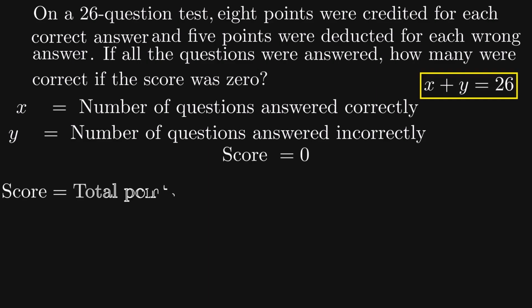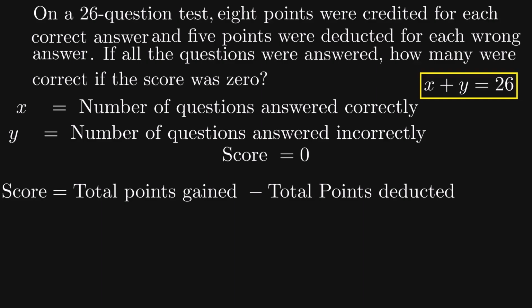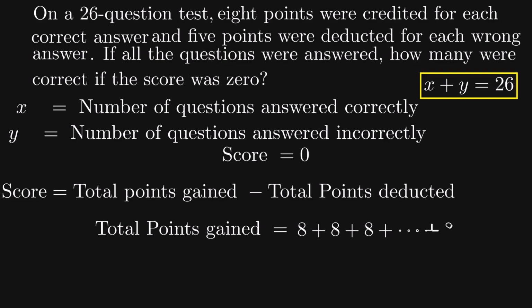The score is calculated by taking the total points gained for correct answers and subtracting the total points deducted for incorrect answers. To find the total points gained from the correct answers, remember that 8 points are awarded for each question answered correctly. So since x represents the number of questions answered correctly, the person earns 8 points x number of times, which translates to 8 multiplied by x.